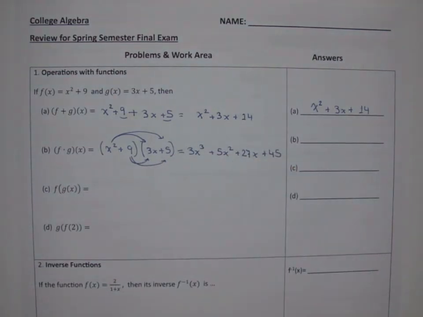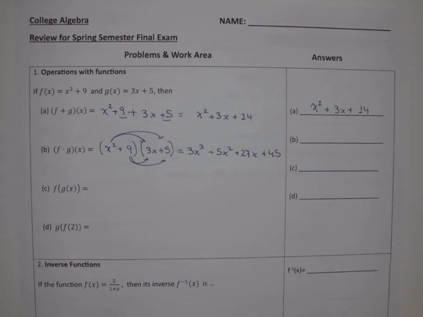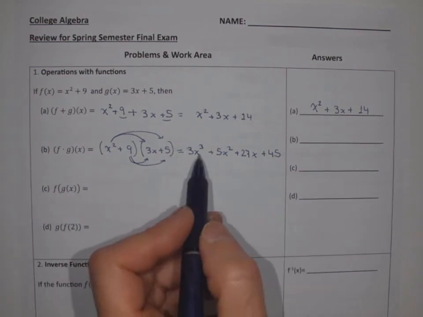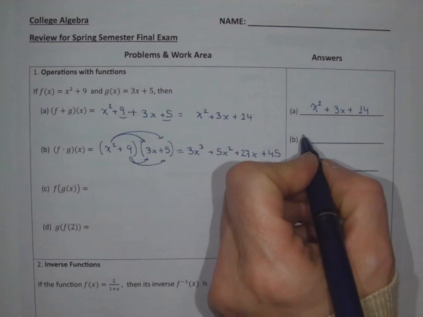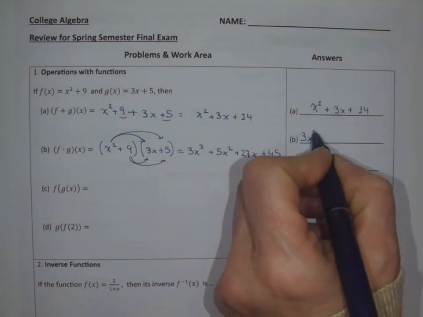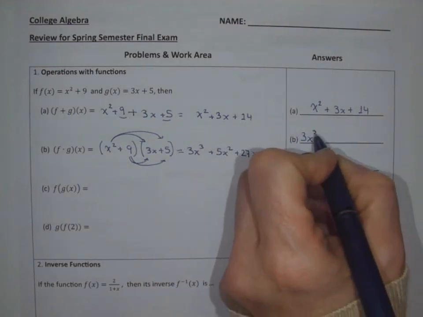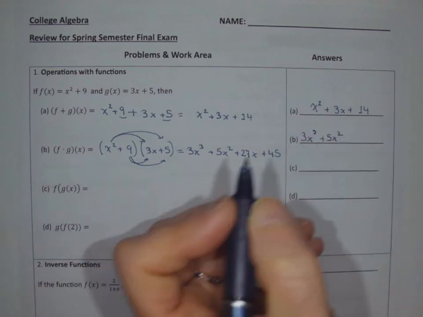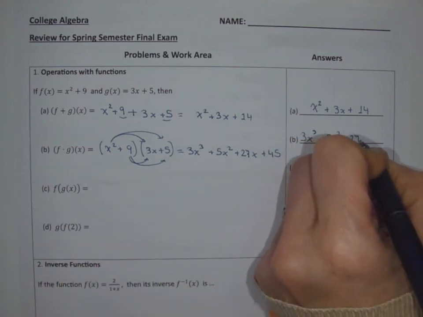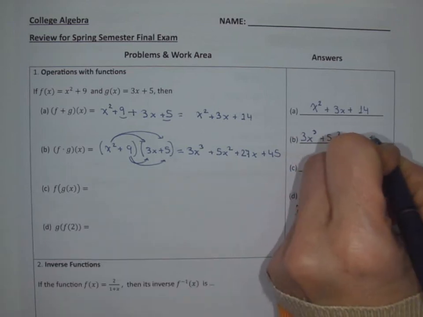Once you multiply through, you need to check to see if you have any like terms. And in this case, we do not. We have a cubic, a quadratic, a linear, and a constant. So no like terms, so you can write your answer here. So 3x cubed plus 5x squared plus 27x plus 45.